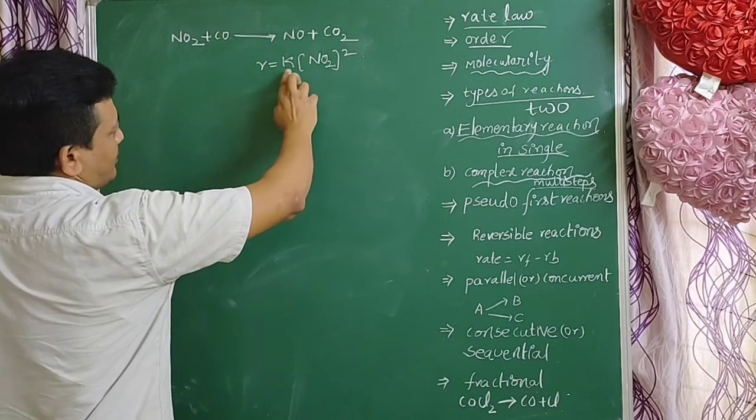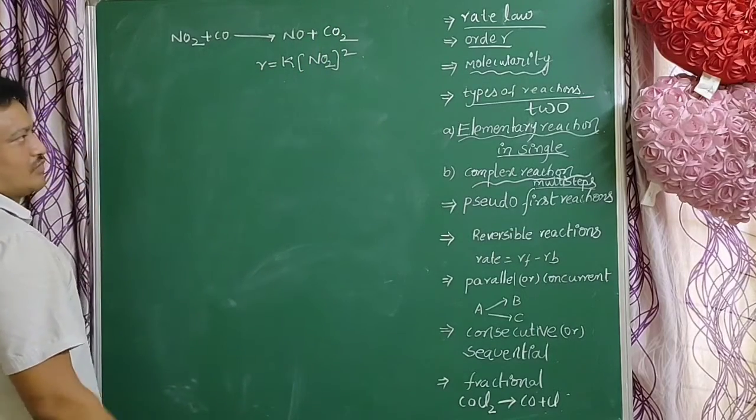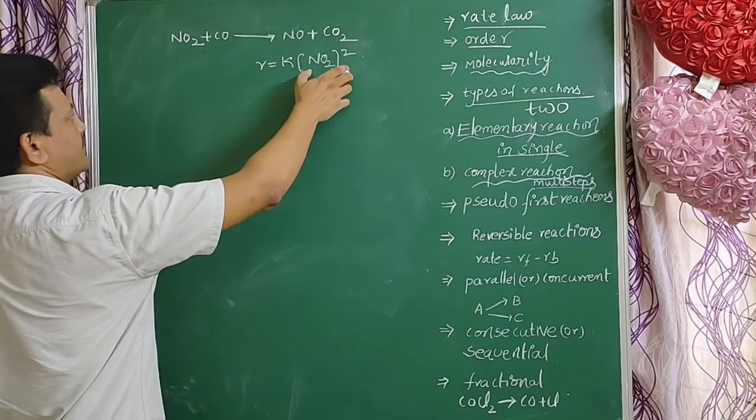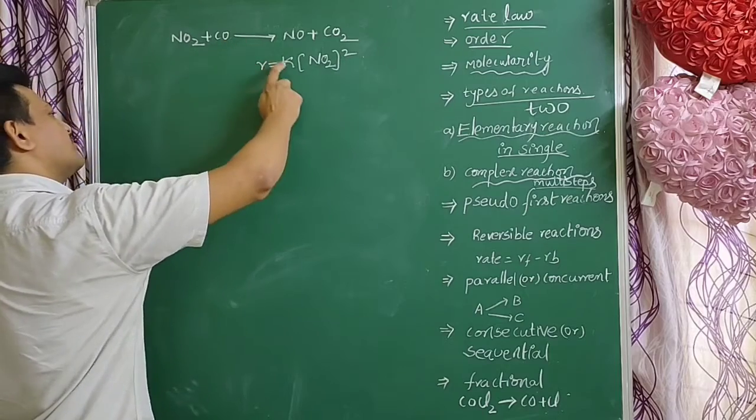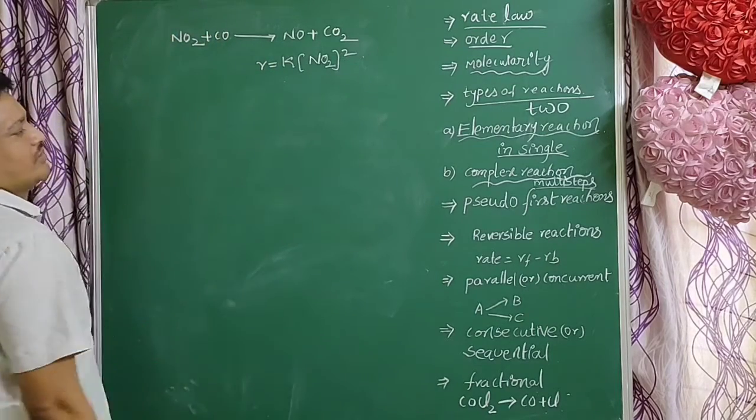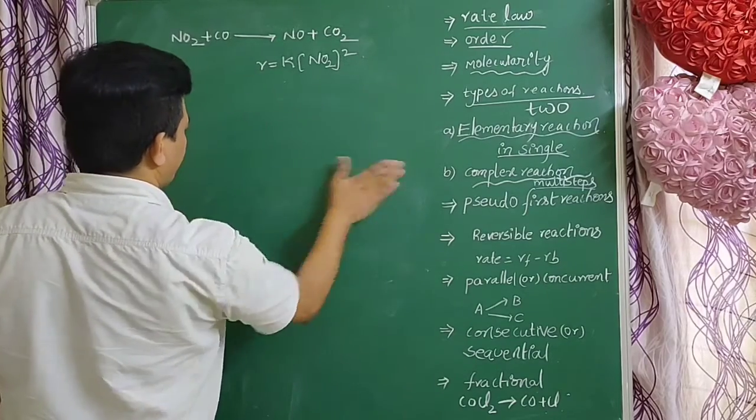So rate equals K into NO2 whole square. So this is a second order reaction. But the rate does not depend on the concentration of CO. With respect to CO, the order of the reaction is 0. That is very important, students.